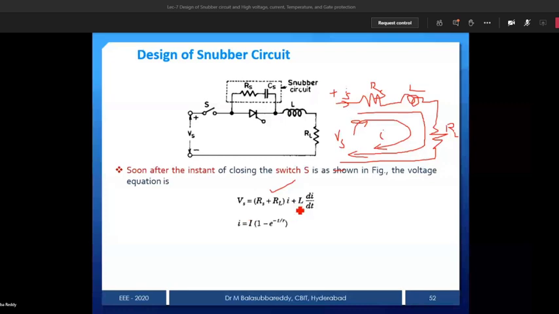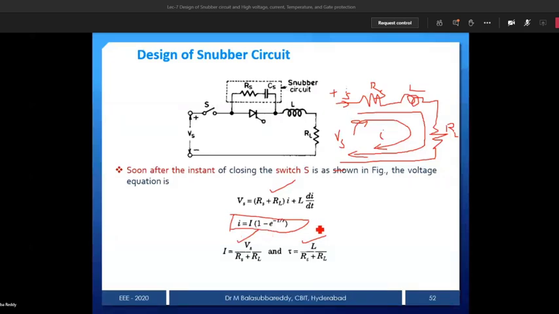See, from this, current i is equal to, here capital I is nothing but Vs by Rs plus RL, into 1 minus e power minus R by L into t, that is minus t by tau. So this is the expression. Just for simplicity, I gave I is equal to this one and tau I mentioned there. Just now we got it as I. This is the expression for current.